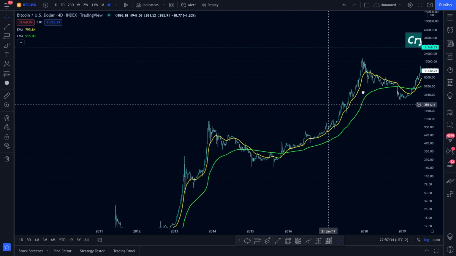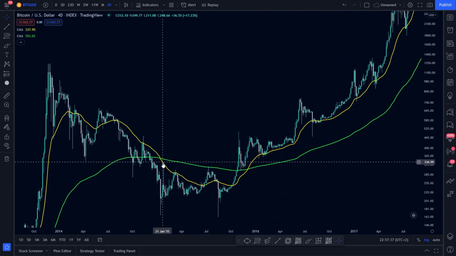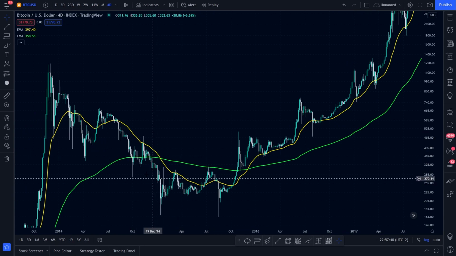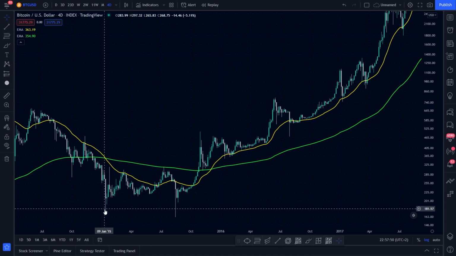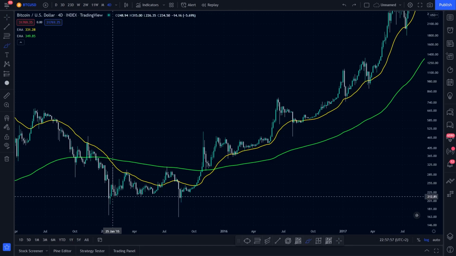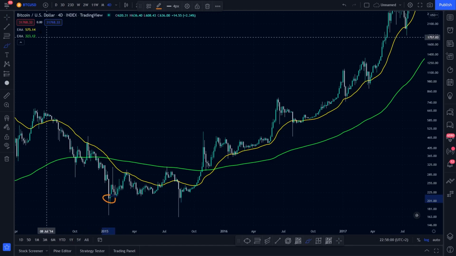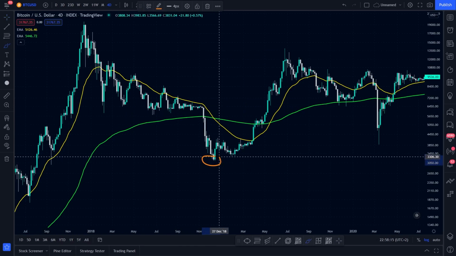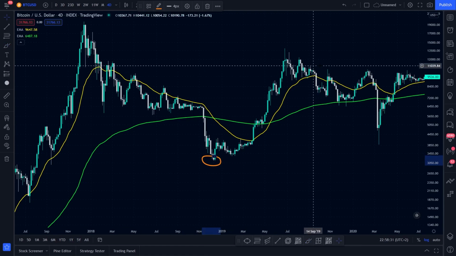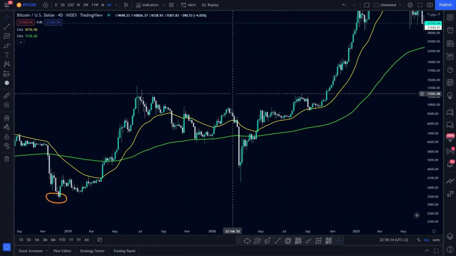Isn't it amazing? Look, here we have a cross between the yellow line and the green line, and it was a perfect buy signal for Bitcoin. As soon as we crossed the line, we had the final capitulation for Bitcoin, and it was our very bottom, okay? Here, it was exactly the same scenario. We were there, then we have a cross, and it was a perfect opportunity to buy Bitcoin again because it was our bottom, okay? Now, what's really interesting is this.